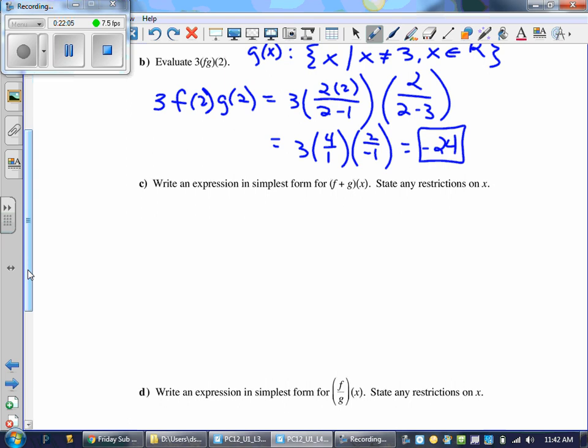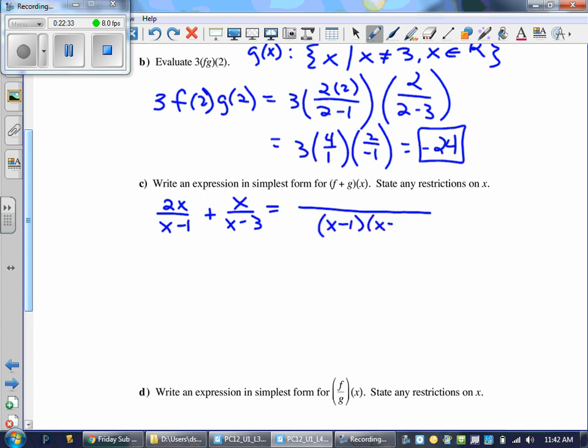Okay. Now it says, write an expression in simplest form for f plus g of x and state any restrictions. Oh my goodness. So now what we're going to do is we're going to take the two functions, 2x over x minus 1, that's your f function, and we're going to add it to our g function. Oh wow, this is bringing back memories. Now you have to remember how to add fractions together. This is from your rationals chapter. So when you add fractions, you need a common denominator.